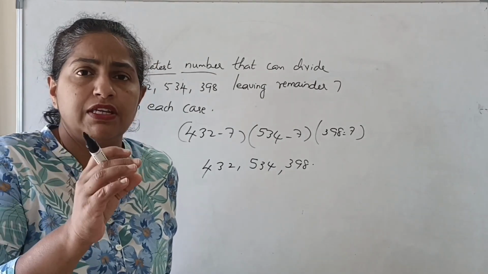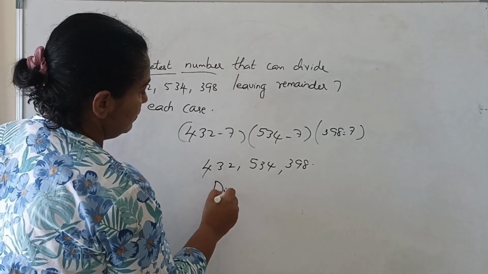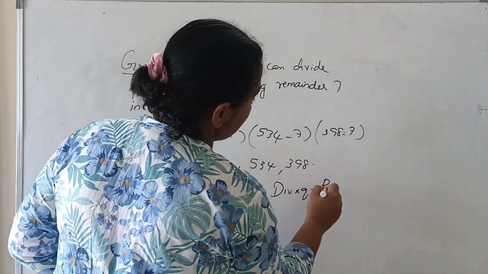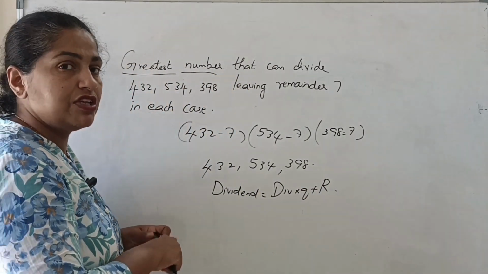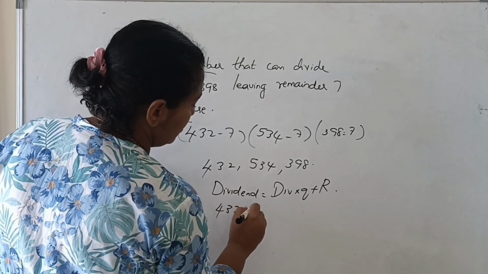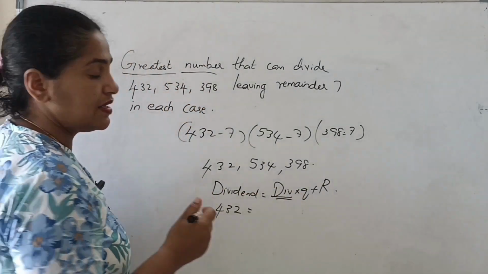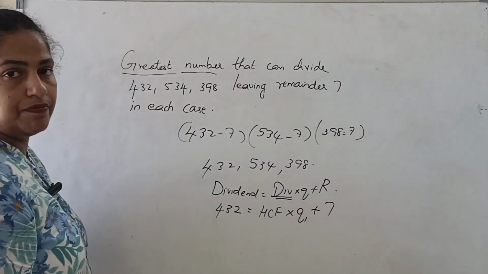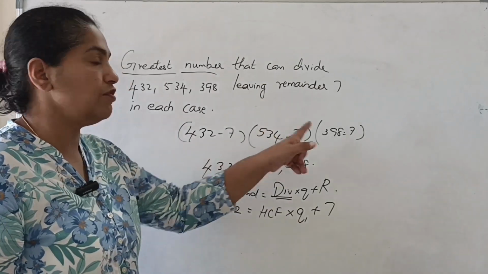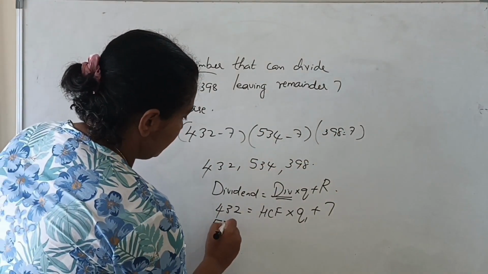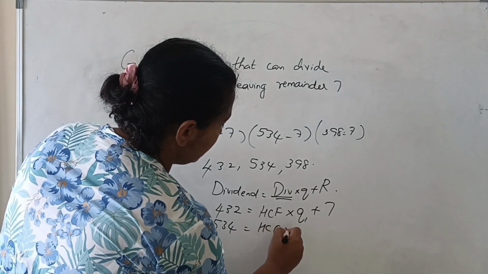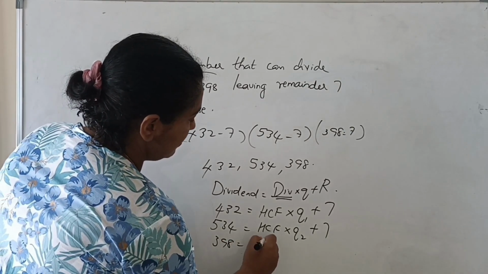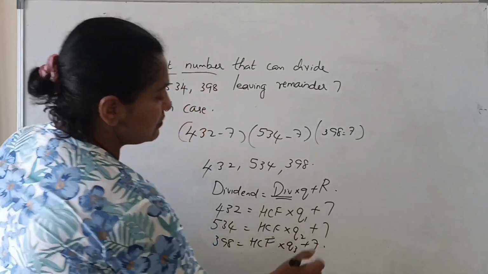Now, I will explain it to you mathematically. You know that dividend is equal to divisor into quotient plus remainder. Correct. In the first case, what is the dividend? 432 is equal to, what is our divisor? Our divisor is our HCF into quotient plus our remainder. I have taken Q1 because the quotients will be different for each number. What is 534? Dividend into quotient plus remainder. What is 398? Dividend into quotient plus remainder.